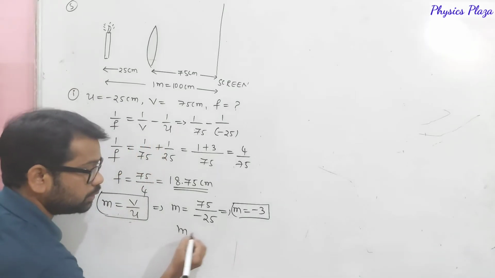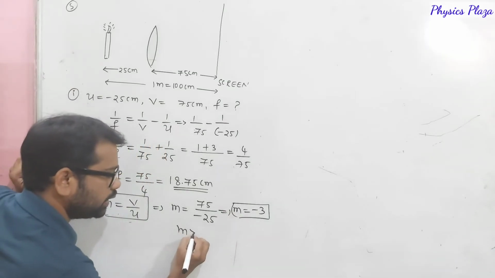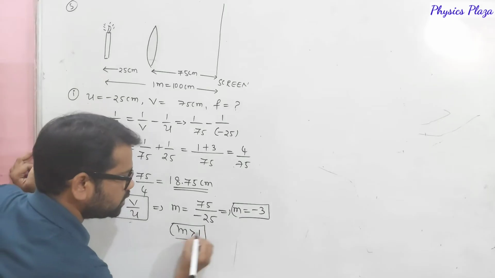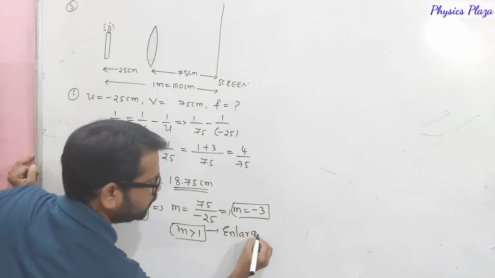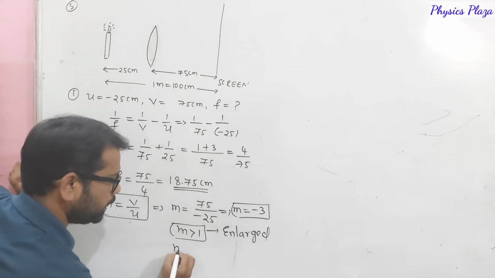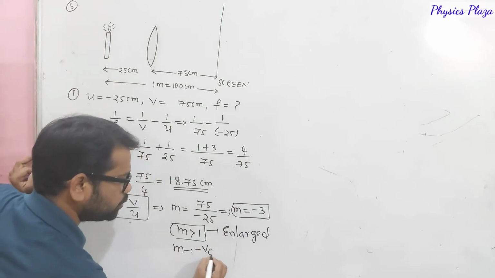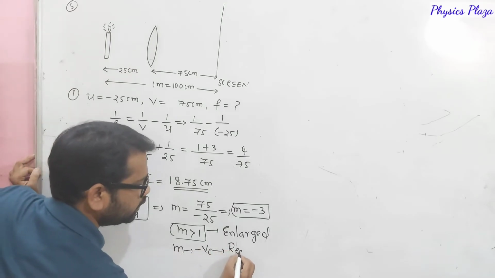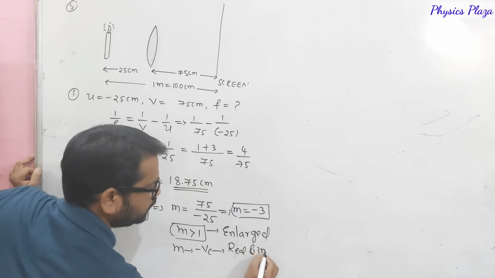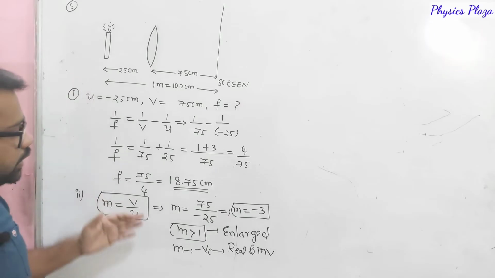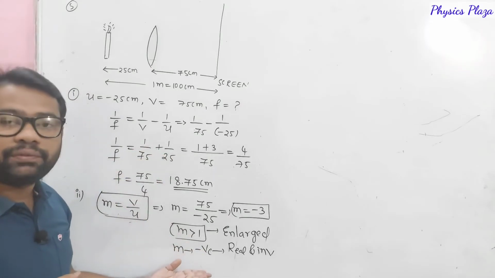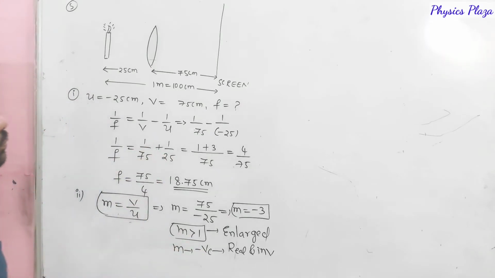Children, here we got 3, which is what? Greater than 1. So m greater than 1 means what here? It is an enlarged image. And m we got as negative, which means what? It is real and inverted. Real and inverted. So this is how we can calculate the focal length and magnification of a given lens.